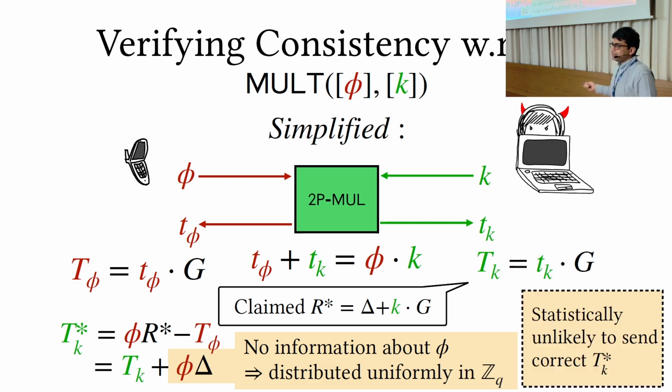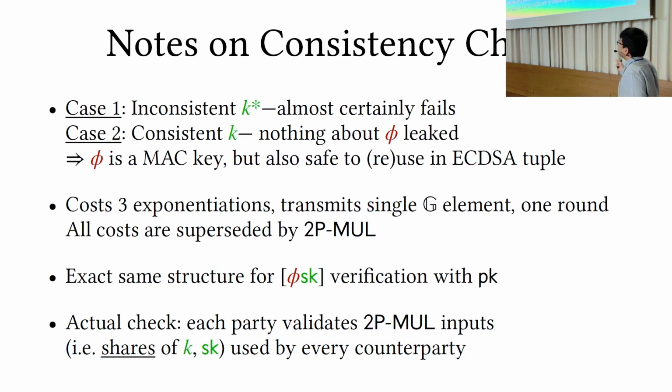And so the probability that the laptop is able to figure out the right T_k star, like the offset that it induced by making this incorrect claim, is statistically negligible. It's equivalent to guessing a random field element. This is like a standard Schwartz-Zippel or MAC check sort of thing, but the difference is that it's in the exponent. That's it. So there are essentially only two cases here. One is that the laptop made an incorrect claim that it did actually put in the discrete logarithm into the multiplication, and we argued that it almost certainly fails. And the other case is the laptop is honest, in which case we showed that the phone didn't get any new information because it's just checking consistency of values it already had.